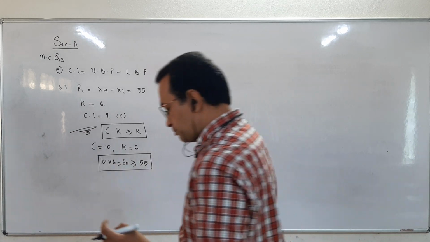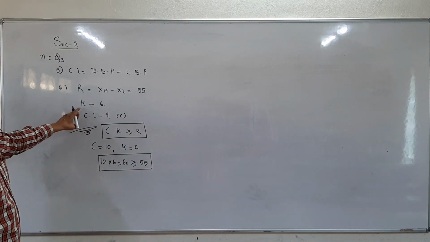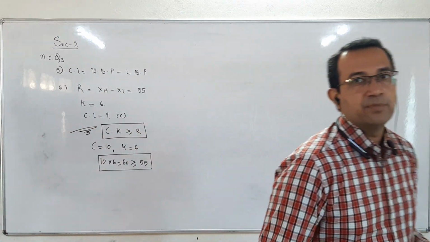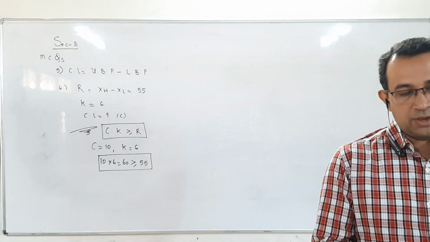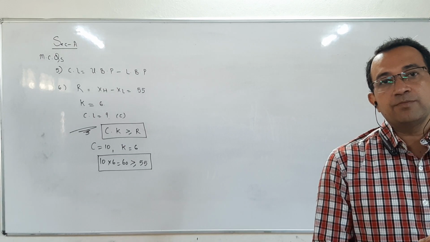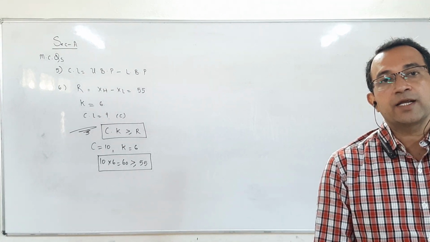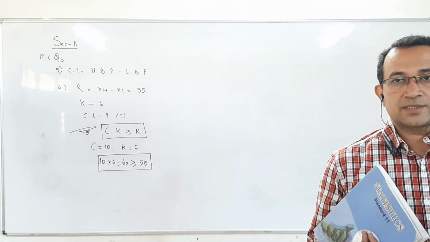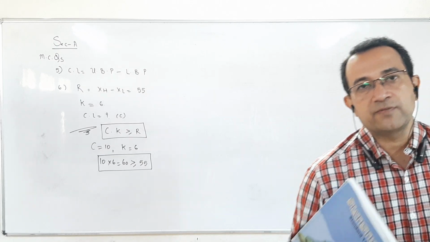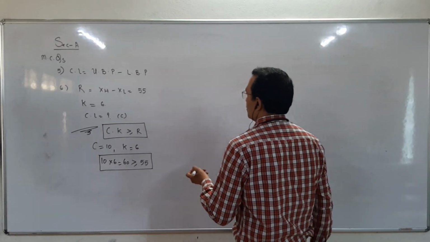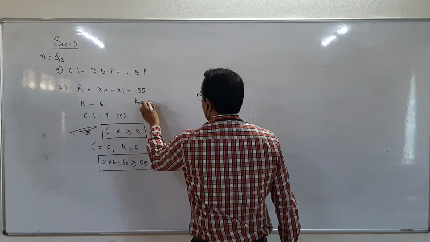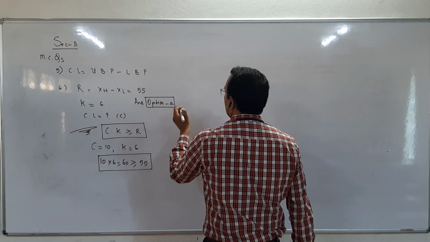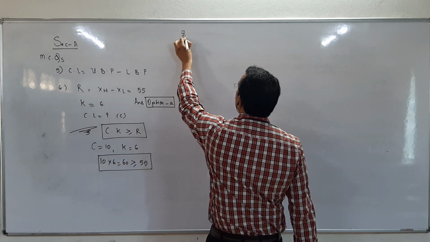So the relation between class length C, number of classes K, and range R, all of you know: C into K must be greater than or equal to R. That should be perfectly followed. Otherwise, your number of classes or class length may not be perfectly right. So here the correct option is A. Answer is option A. Okay, now students, MCQ 7.